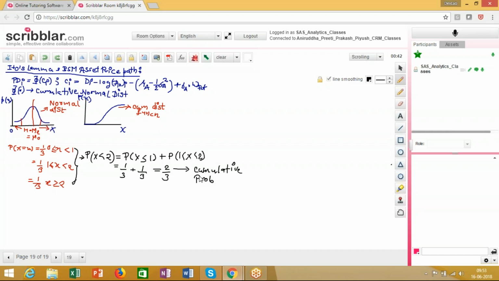So, is this idea of a cumulative distribution function clear to us? Great.